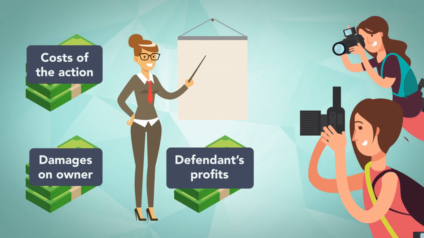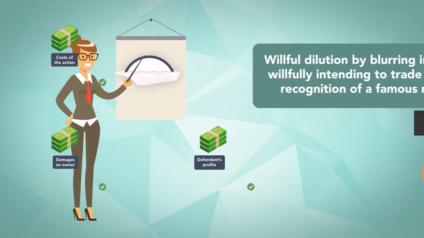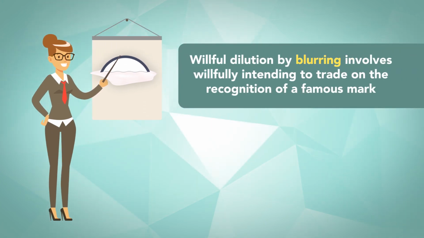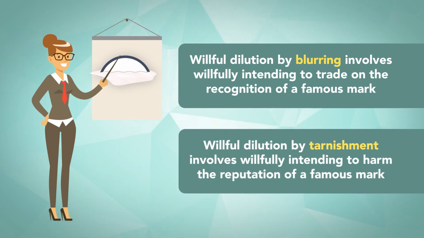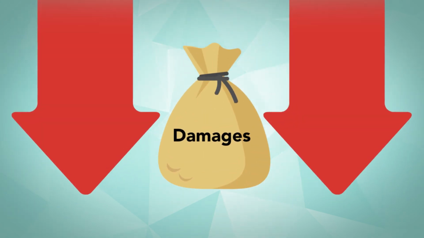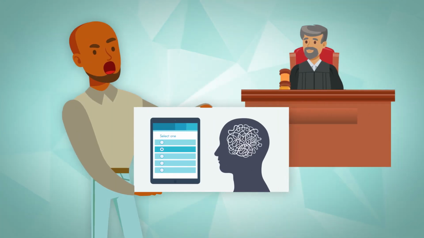The owner of a famous mark who establishes willful trademark dilution is entitled to the same damages. Willful dilution by blurring involves willfully intending to trade on the recognition of a famous mark, while willful dilution by tarnishment involves willfully intending to harm the reputation of the famous mark. Actual damages can be based on negative outcomes, such as reduced sales or injury to business reputation. To obtain actual damages, the plaintiff must prove actual customer confusion.